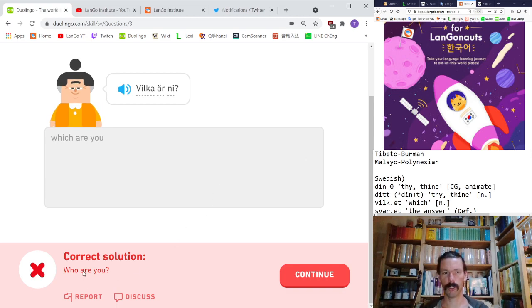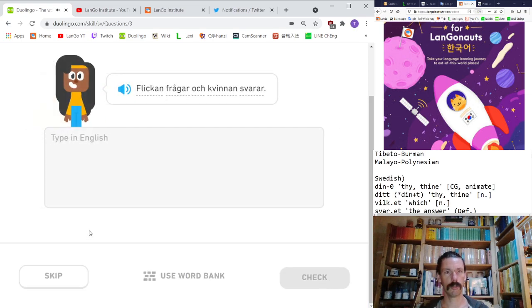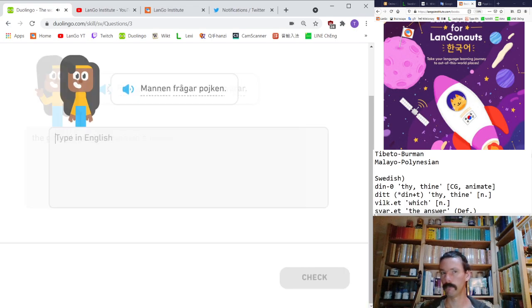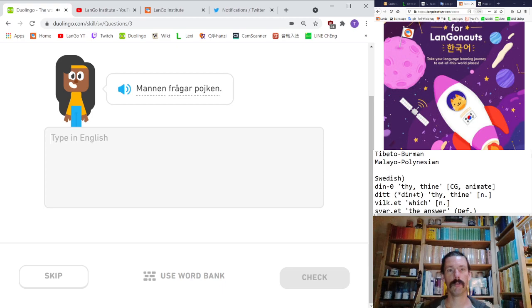Not vem. What's going on there? Why do we have vem versus vilka? This is who. Vilka? Flickan frågar och kvinnan svarar. Very fascinating here. Flickan, the girl, frågar, asks, och kvinnan svarar. So we have two complete sentences on either side of and. The woman, also definite. Svarar, answers. Mannen frågar pojken.